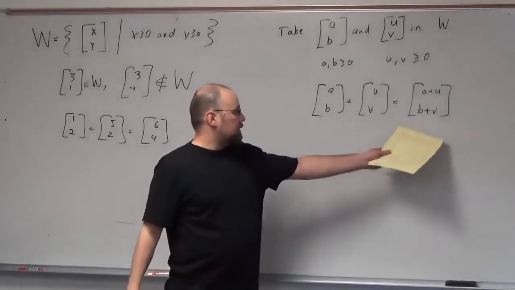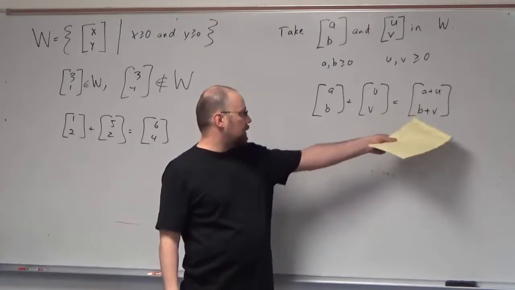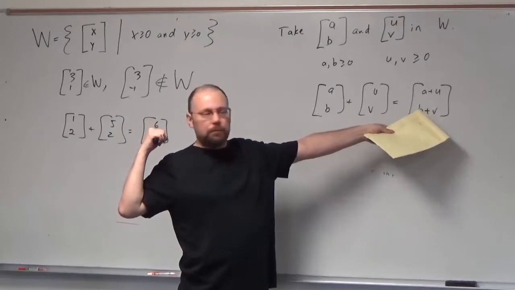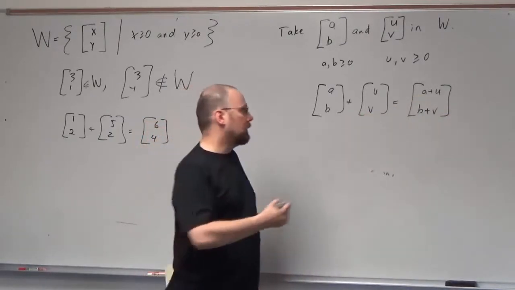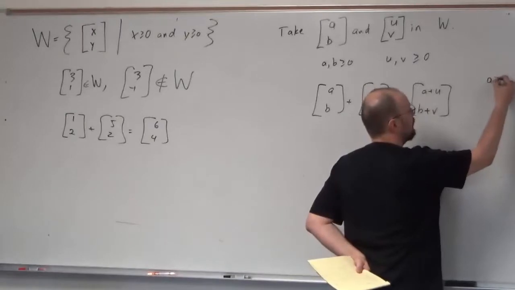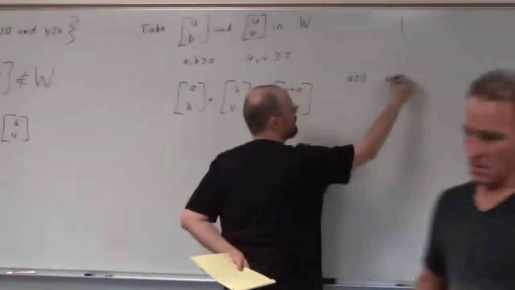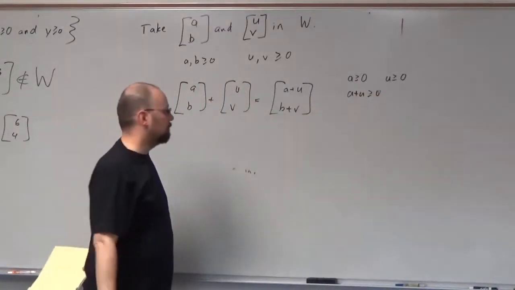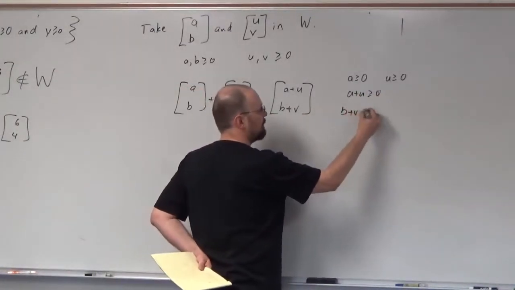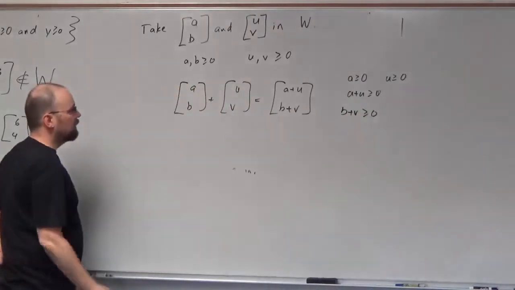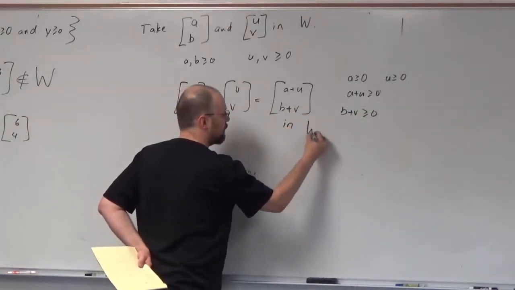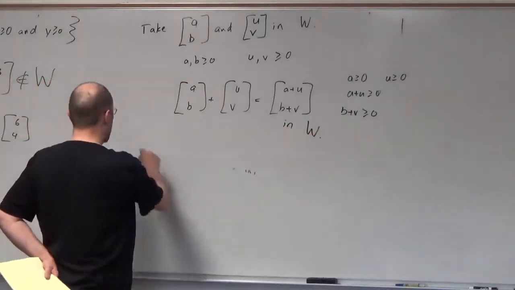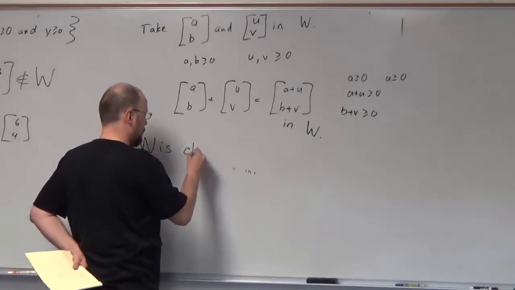Well, okay, how do we check whether this resulting sum is in W or not? What would qualify you would be that your entries are not negative, right? So since A was not negative and U is non-negative, then A plus U is not negative, because you're adding two non-negative numbers. And likewise for B, because B and D were non-negative. So this is definitely in W. So we say that W is closed under addition.